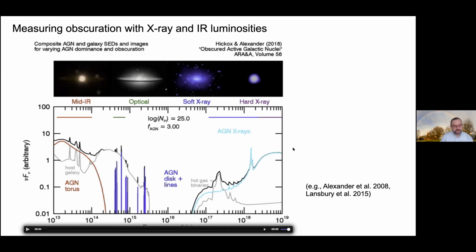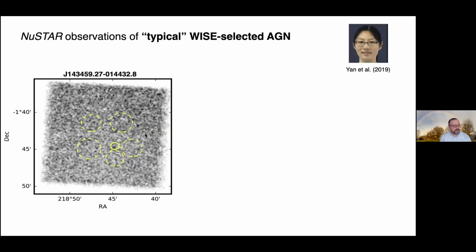So we did this in our group, and I'm going to highlight a few papers now by members of our research group here at Dartmouth. This is one by Vivian Yan from 2019, where she did NuSTAR observations of a set of powerful AGN that we identified in the infrared with WISE. And of the four that we observed, only one of them was detected, and this is only very weakly. This is a NuSTAR image.